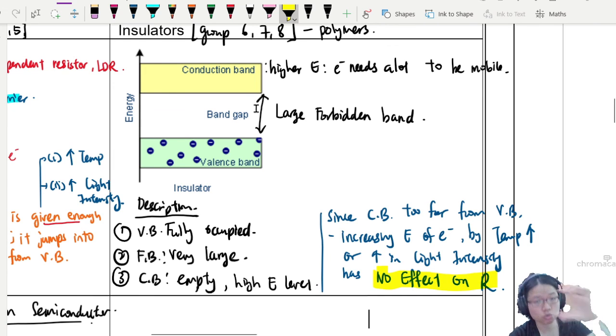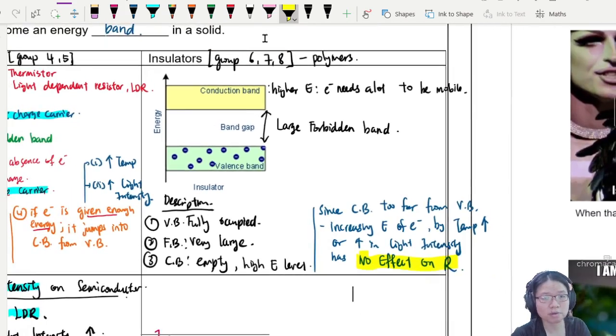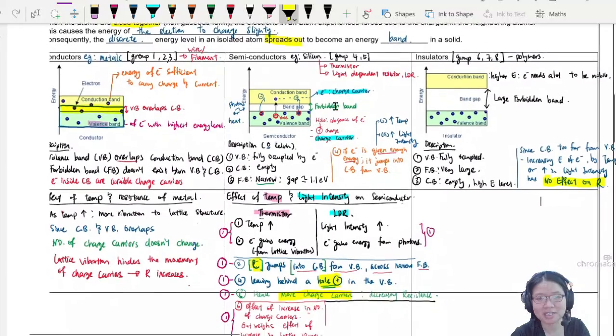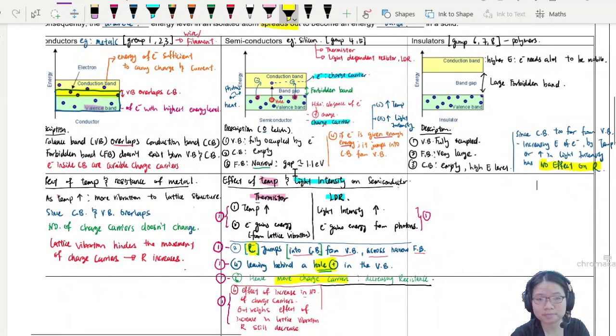The forbidden band is too wide. The band gap is large. Okay, so because the conduction band is very far away from the valence band. So that's it for this video. They're not going to ask much about this. In fact, I think you can tell the favorite one would be the semiconductors.